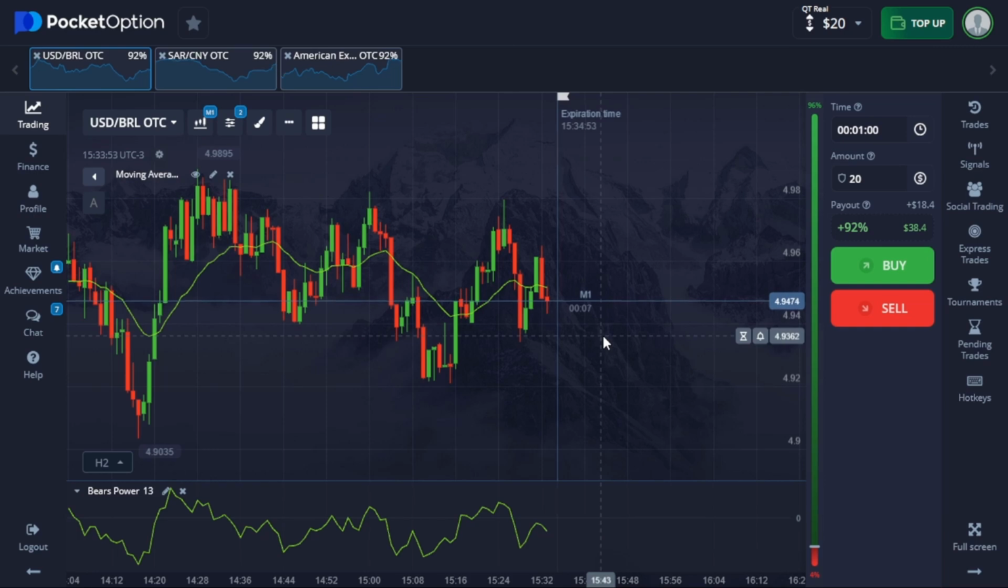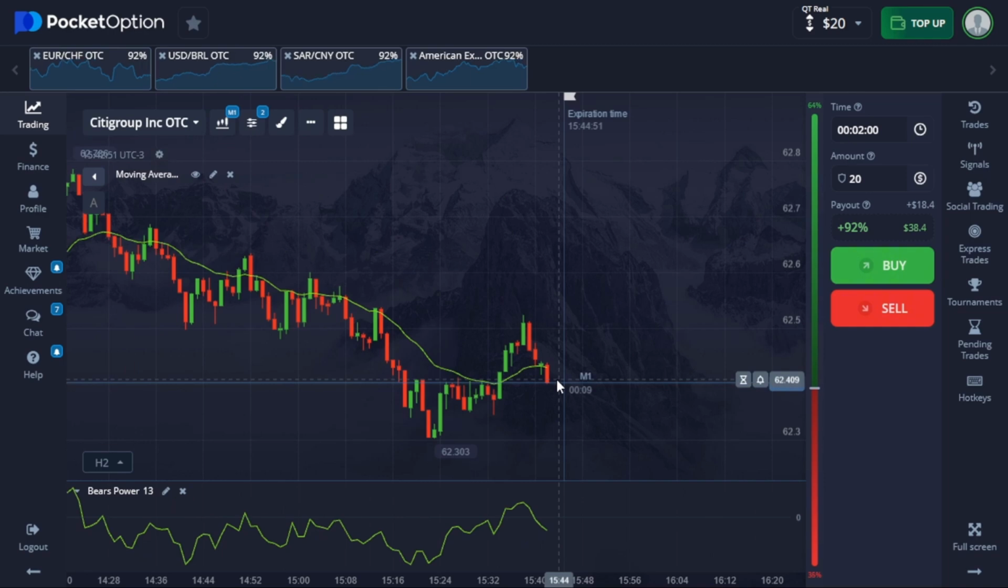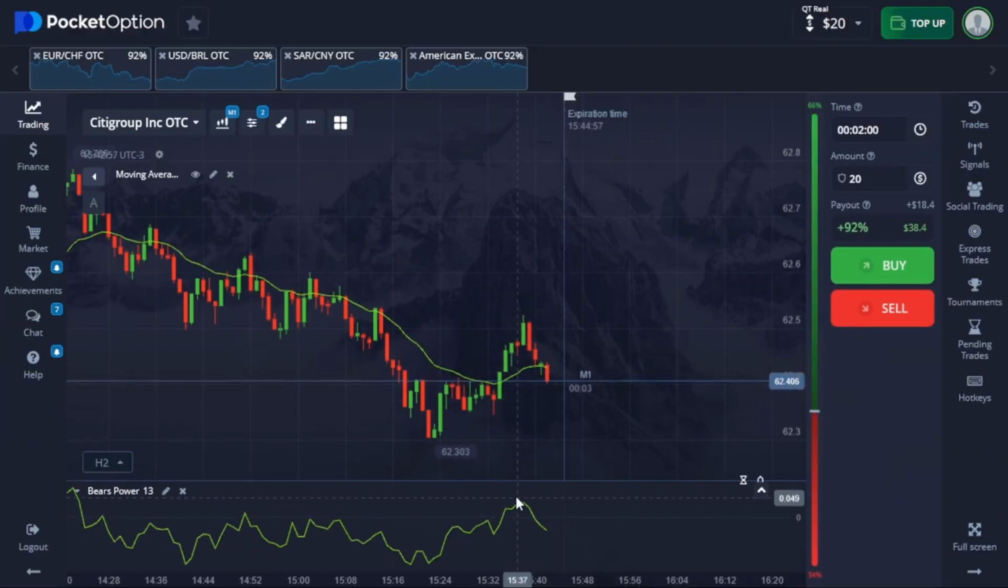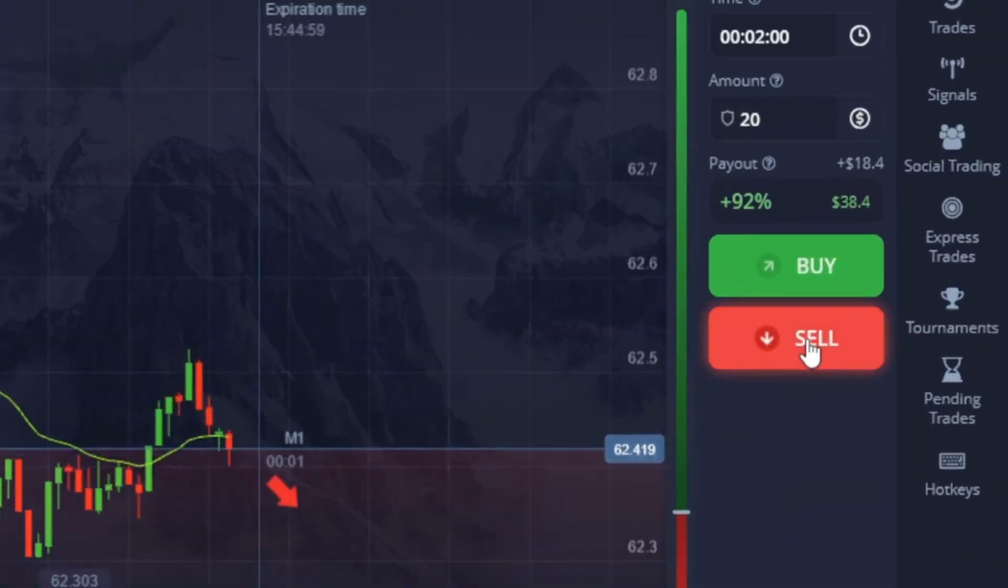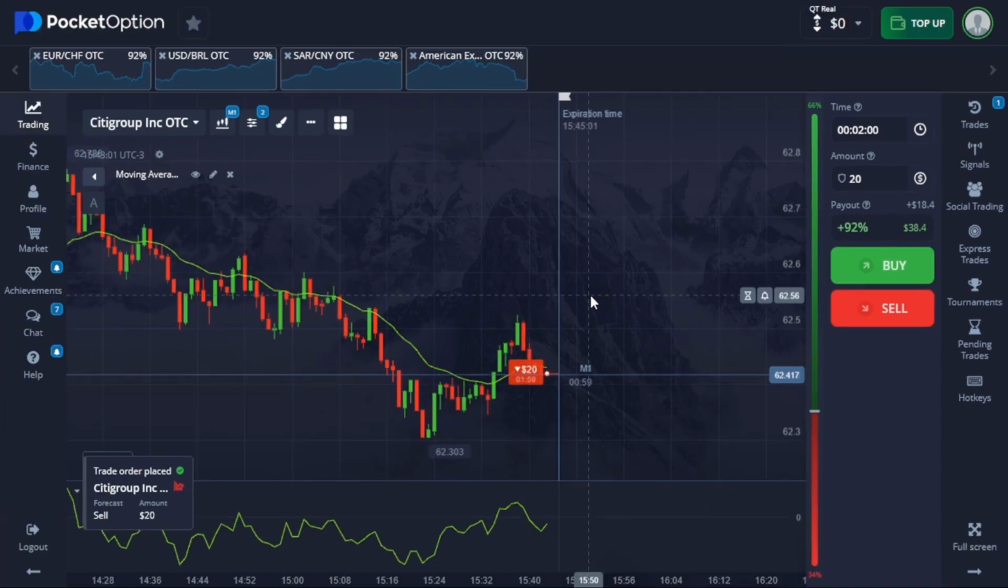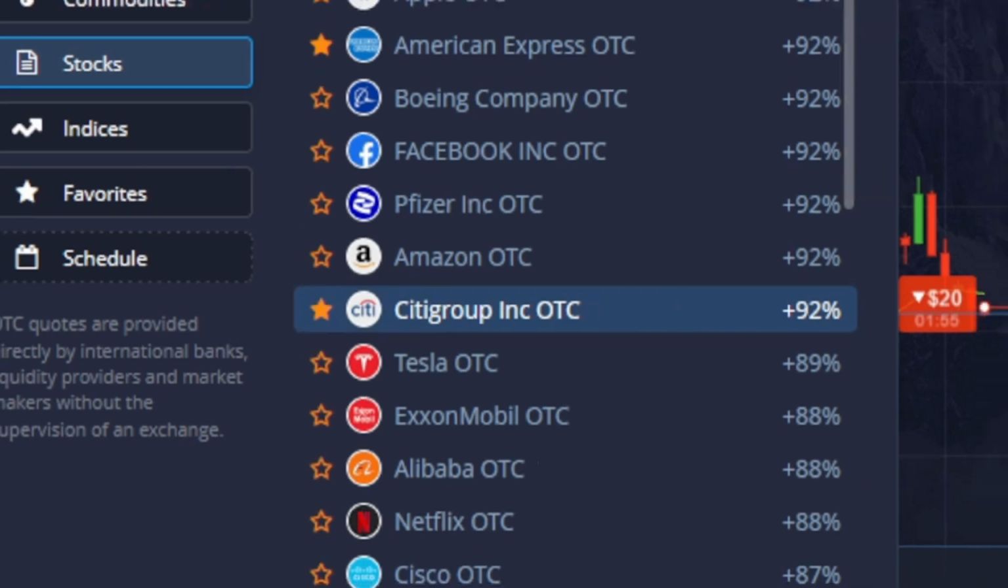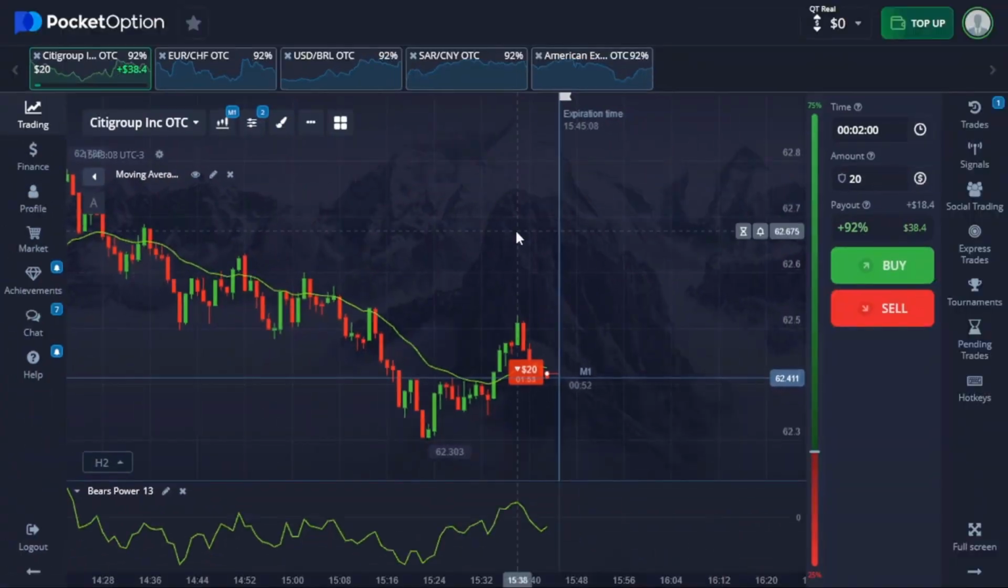So let's look for our first entry. Here it looks like I'm going to enter down because the price goes below the average and the Bear Power indicator tells me that it is a downtrend, right? I enter down in 2 minutes, click on the sell button. And well, I wait for the results of the trade. I added seed growth to the favorites and now I wait 2 minutes to see if the result is right or wrong.